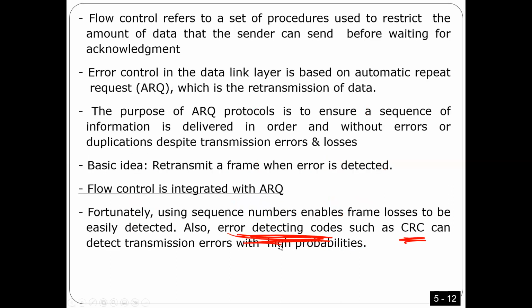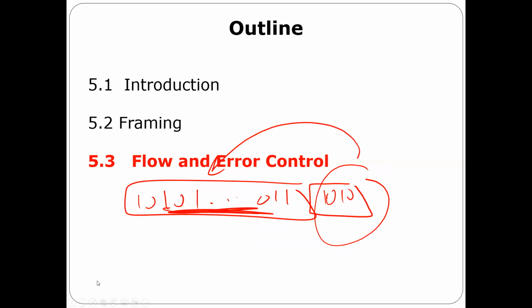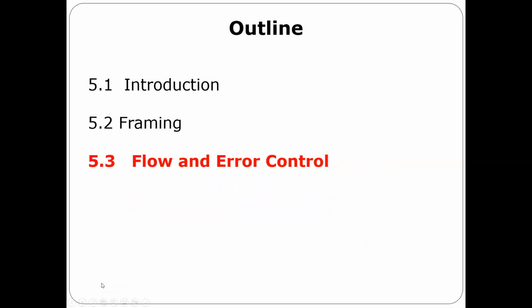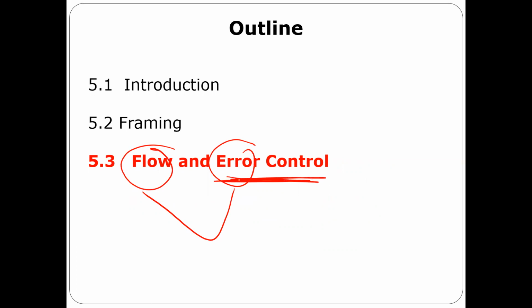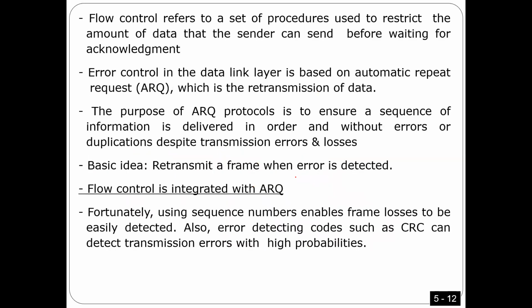So again, let me summarize what I said. I'm going to teach several approaches to achieve flow and error control. Both of them are going to be done using only one technique or one approach. And the idea of how we are going to correct the error is simply using retransmission. The receiver has to give feedback to the sender, has to tell the sender to retransmit some packets.